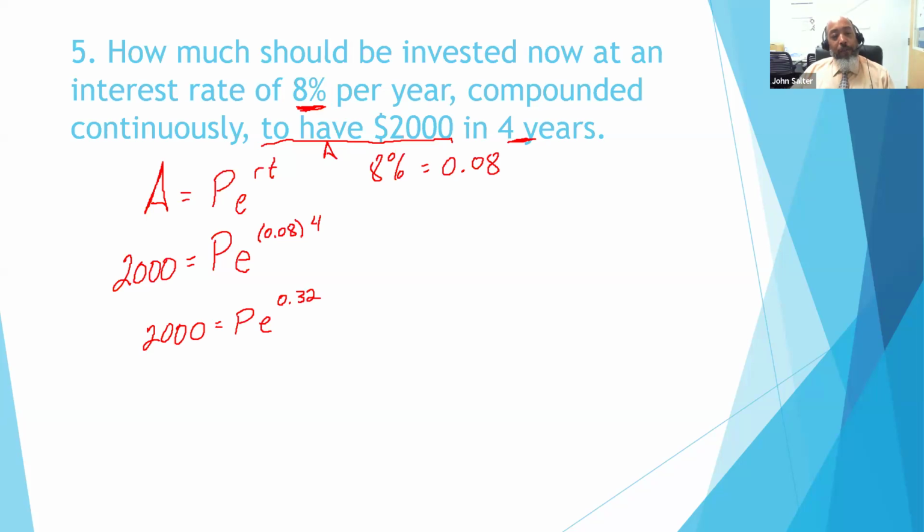I need to solve for P. Well, P is being multiplied times this e to the exponent. So to get rid of that, I'm just going to divide both sides by e to that exact same exponent. On the right side, it'll cancel, leaving P. What I do on one side, I do on the other. So I'm going to divide this by e to the 0.32.